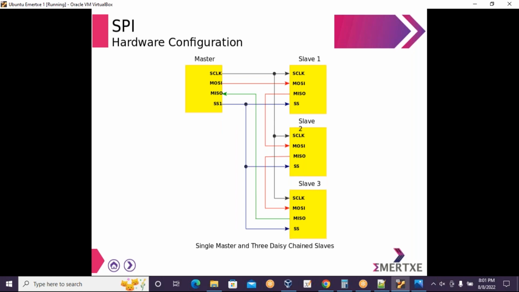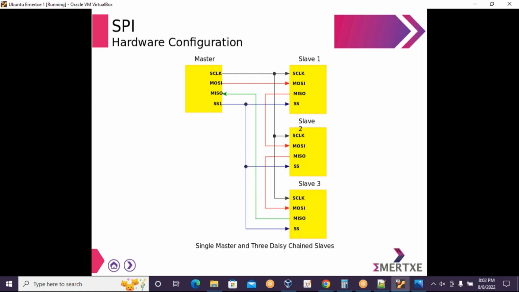One thing we have already discussed: if there are multiple slaves present, so there are more number of slaves present, there will be more number of hardware lines.